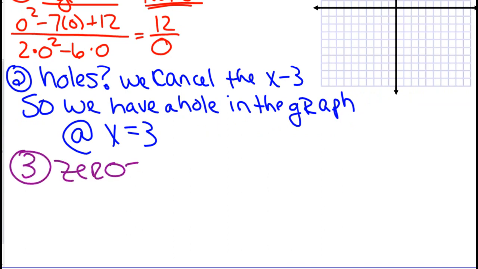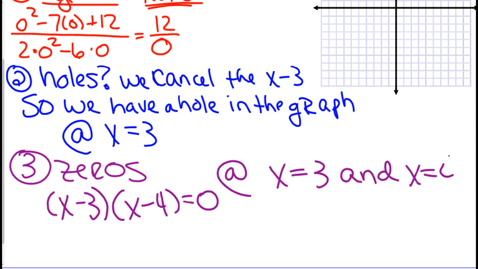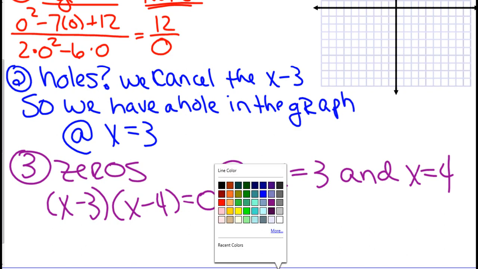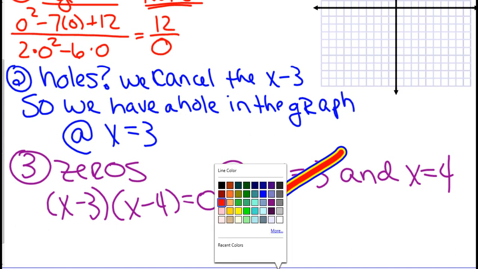So number 3, zeros. So we take our numerator, set it equal to 0. We've already factored it. That was factored into an x minus 3 times an x minus 4. We set that equal to 0. And of course, we get zeros at x equals 3 and x equals 4. But remember, we have that hole in the graph at x equals 3. Got to pick the right pen. What pen did I use in class? Oh, I use this one. So even though we found it, we crossed it off. That's not something that we're ever going to graph because, again, we have a hole in the graph at x equals 3.